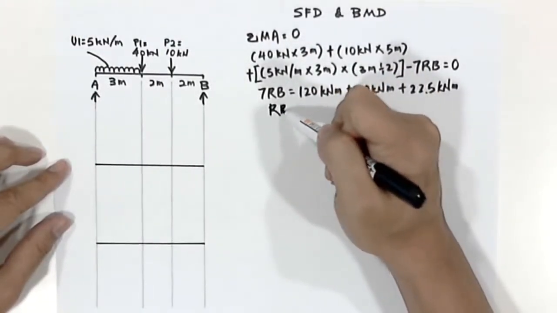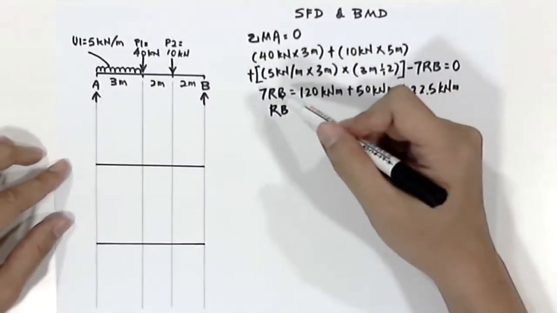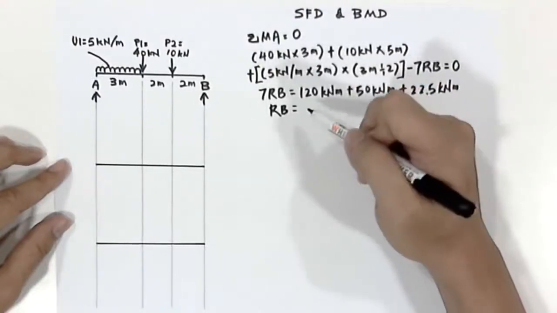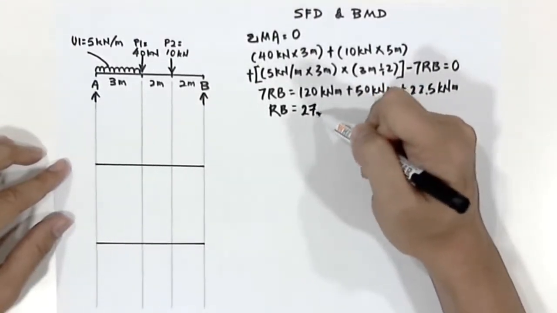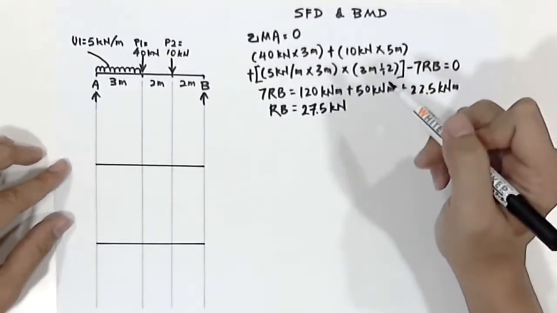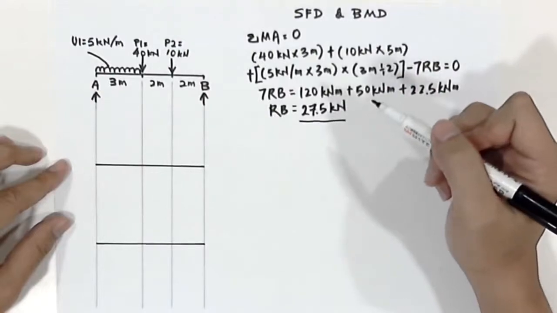Later, you will try to get RB by factoring with the number 7. Therefore, you get RB as 27.5 kilonewton. Okay, so now we have our RB.